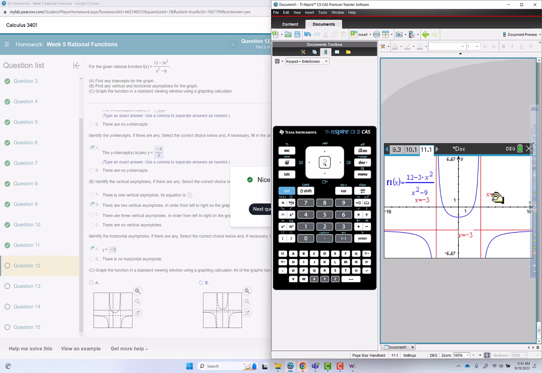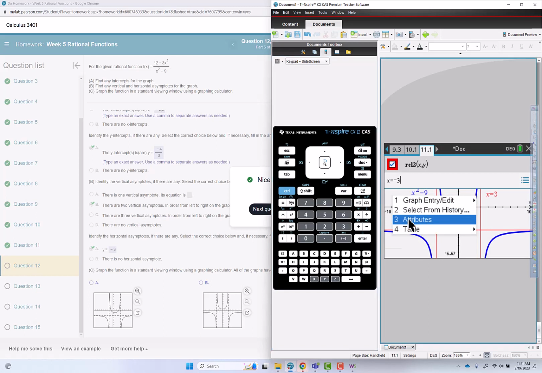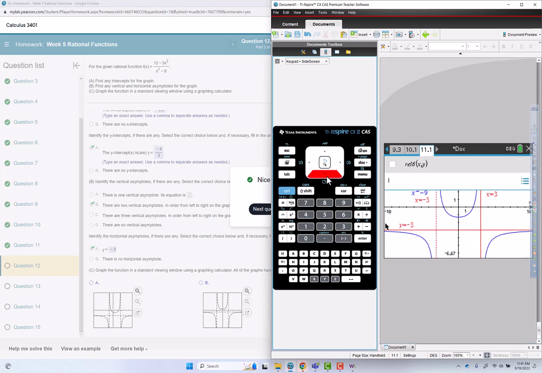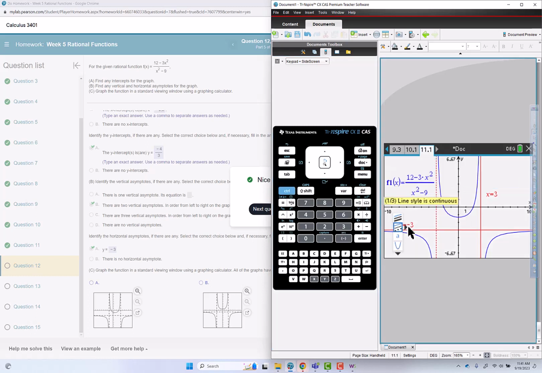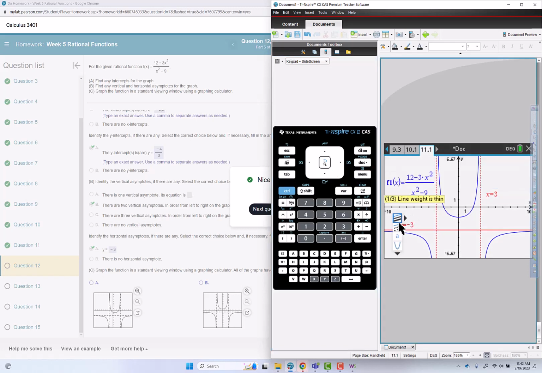If I want to make them dotted or dashed, I can double click on this one. Control menu is like a right click. And if I want dashed, I can hit attribute or the line style twice, hit enter. Control menu, attributes, 2 clicks to get dashed, enter. And let's do dotted for the horizontal.